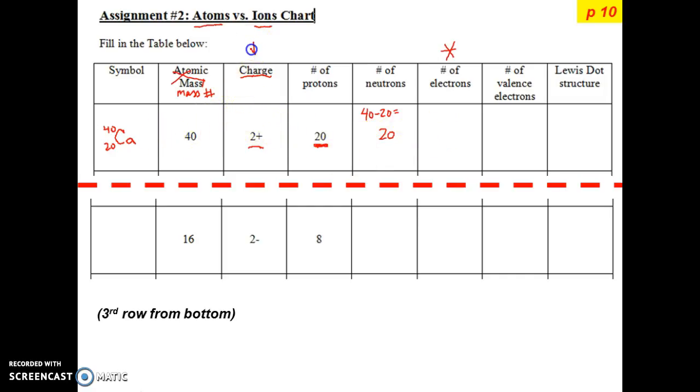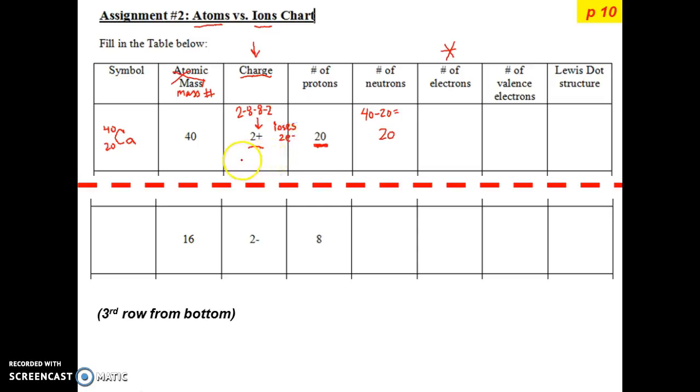In this column right here, we're going to add a little bit of extra information. Calcium starts out with an electron configuration of 2-8-8-2. Okay? But then this says it has a charge of +2. That means it must lose 2 electrons to now have more positive charges than negative charges. So it loses 2 electrons.